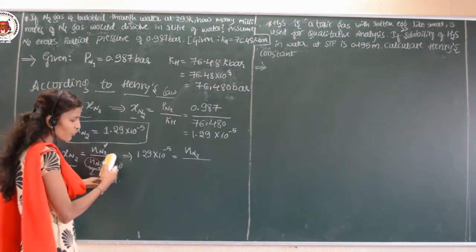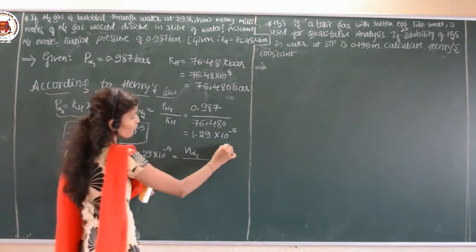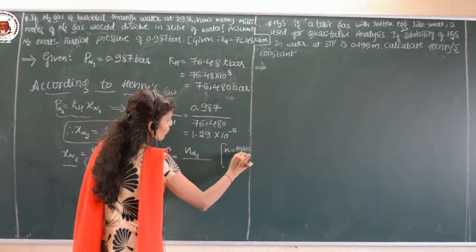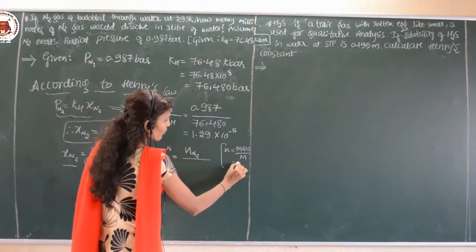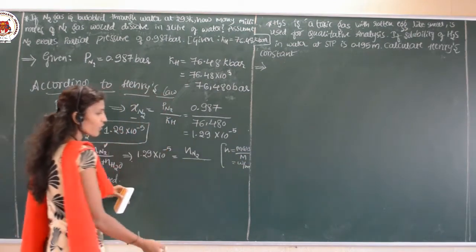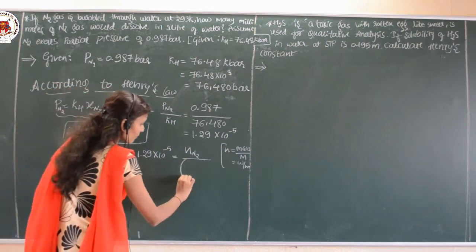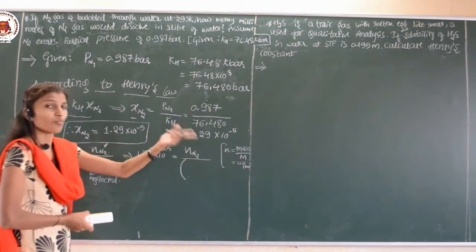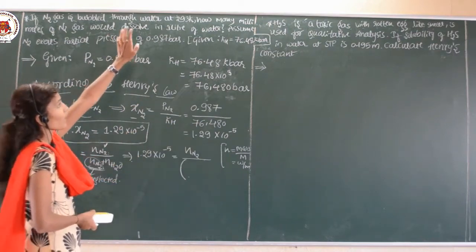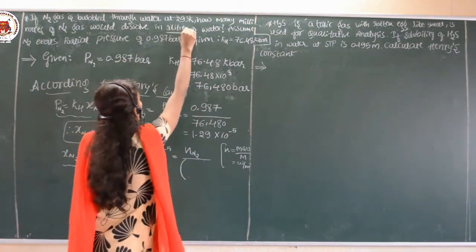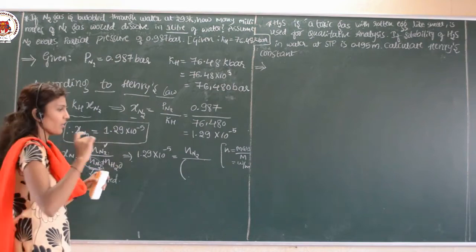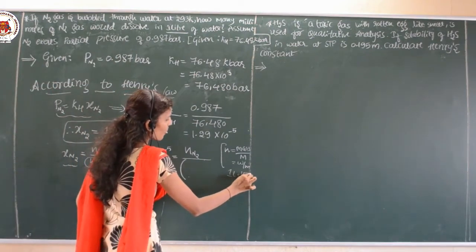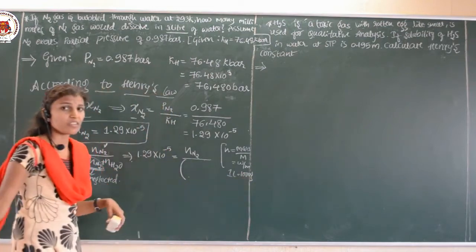Now, the number of moles of water. What is the formula for the number of moles of water? Mass divided by molar mass, W by M. So now for the mass, we have to take the weight of the water. How will you calculate it? See here, there is a clue: 1 liter. So 1 liter means 1000 gram.